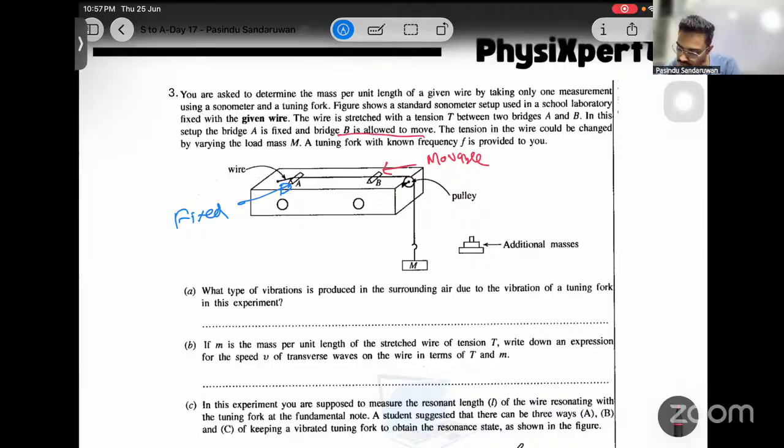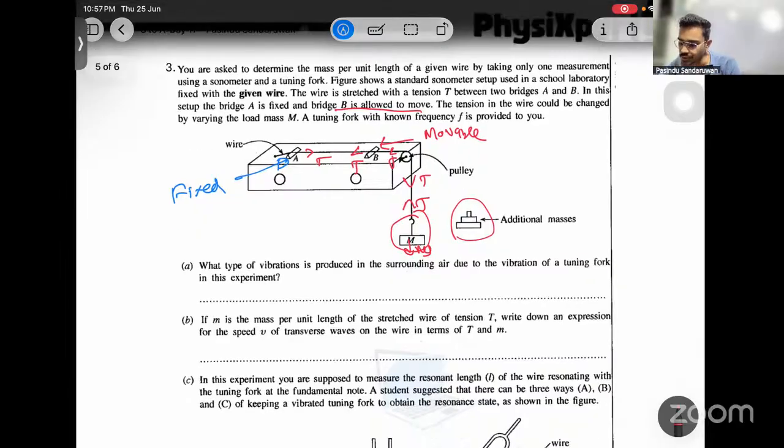The tension of the wire could be changed by varying the load mass. Additional masses are also given. So we know if this is mg, the tension of the wire comes as T throughout. A tuning fork with known frequency is provided to you.